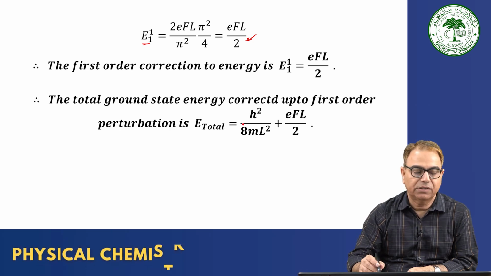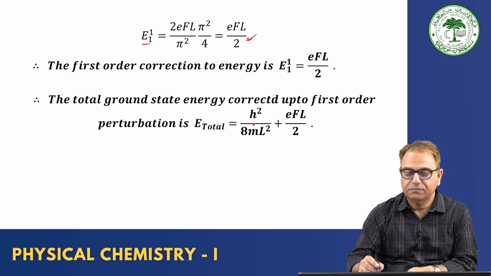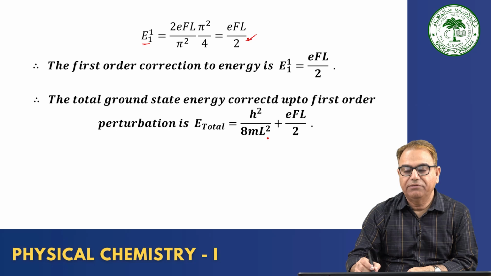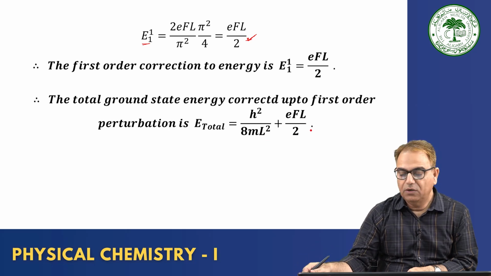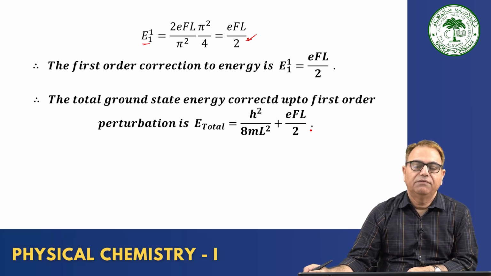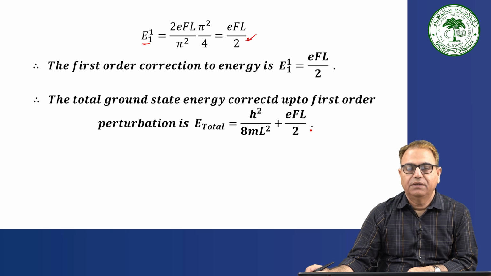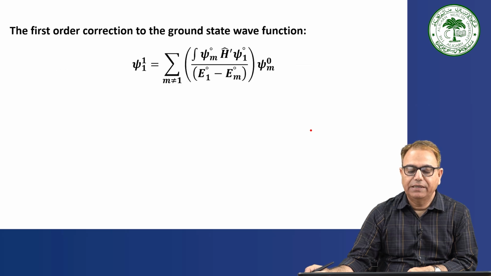We are talking about the ground state. So E total will be h square divided by 8m L square plus eEL divided by 2. Now once we have this, the second thing we have to do is find out the first order correction to the wave function, and we can do that by the same relationship which I have given you, and this is the relationship.